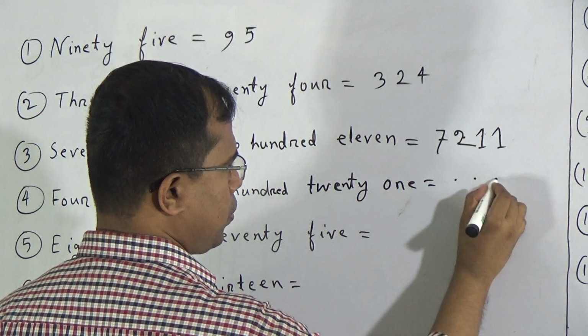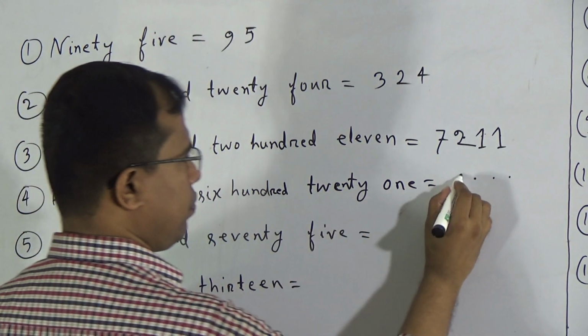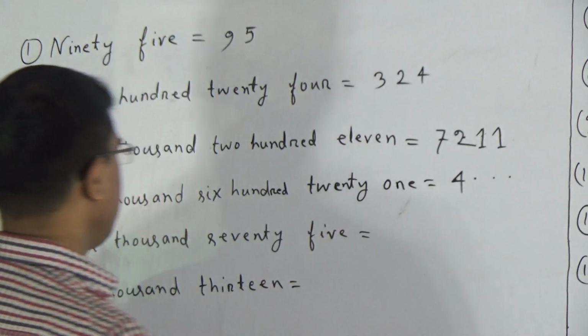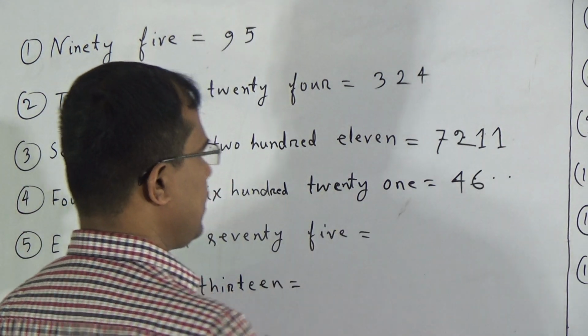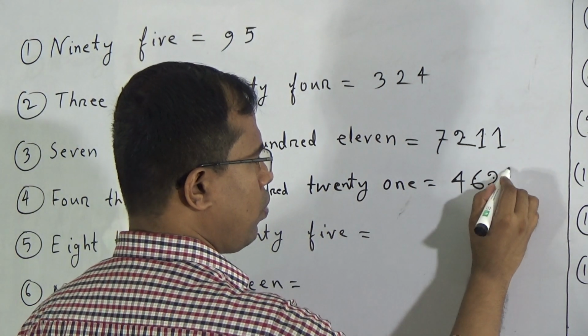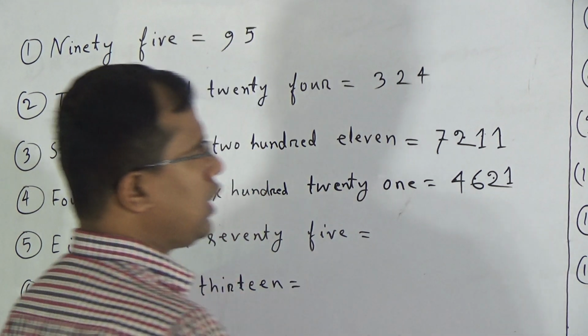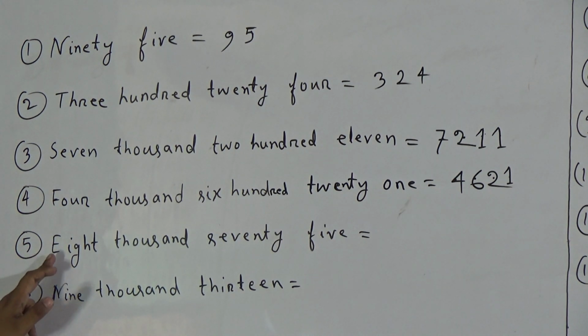1, 2, 3, 4. In the thousands place we will write 4. 4,000, then 600. That means in the hundreds place we will write 6. Then 21. In the tens place we will write 2, and in the ones place we will write 1. 4,621. Dear students, now we will write number 5.